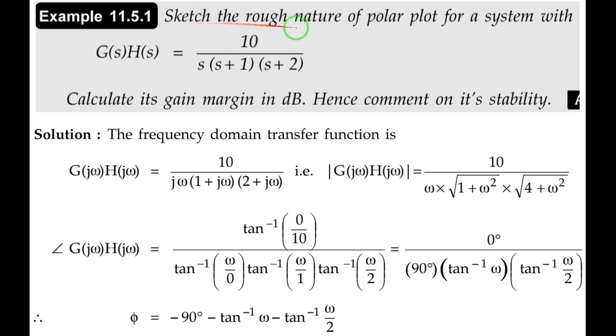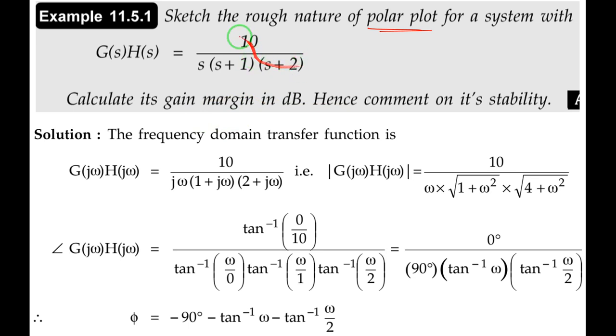Okay. Sketch the rough nature of polar plot. It is asked to plot the polar plot, not the Nyquist plot, right? Sketch the rough nature of polar plot for a system with G(s)H(s) equal to 10 divided by s(s+1)(s+2). Calculate its gain margin in decibels, hence comment on its stability. So we'll do all those things.